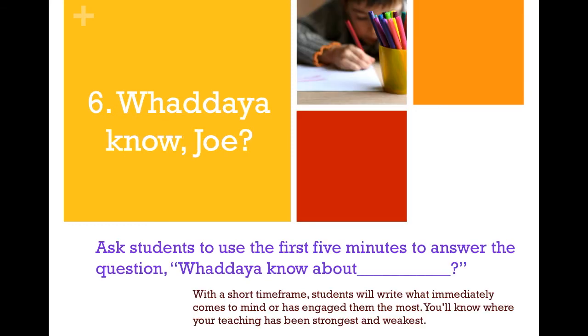Number 6, what do you know, Joe? Ask students to use the first 5 minutes of class to answer the question, what do you know about blank? Whatever it is you're learning about. What do you know about the Impressionists? What do you know about clay construction principles? With a short time frame, students will write what immediately comes to mind or has engaged them the most. You'll know where your teaching has been the strongest and the weakest. They'll automatically write those things in that short time frame that have stuck in their brain the most. There you'll be able to find holes in teaching and understanding.